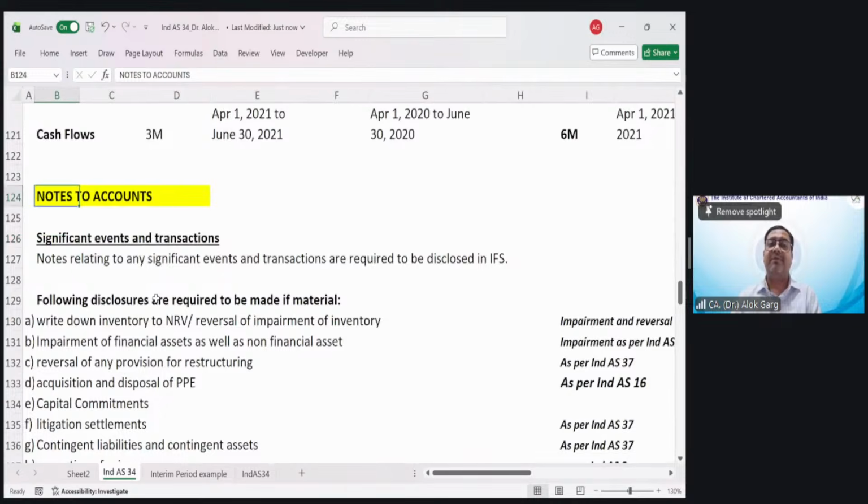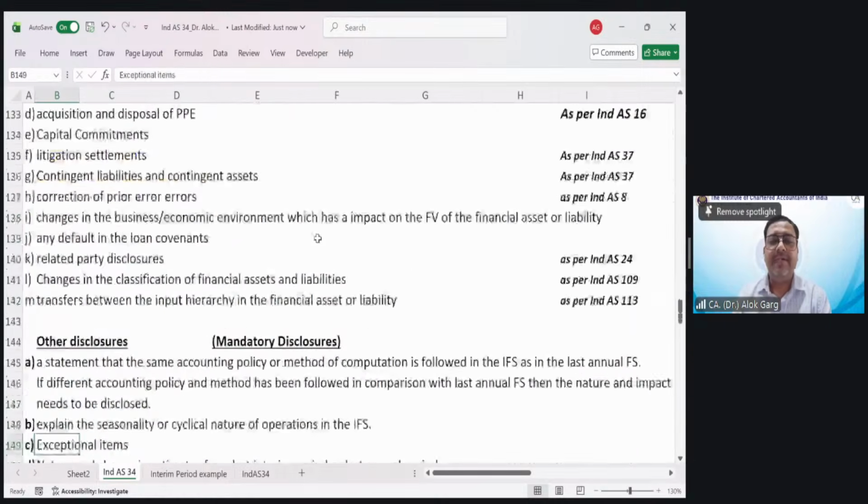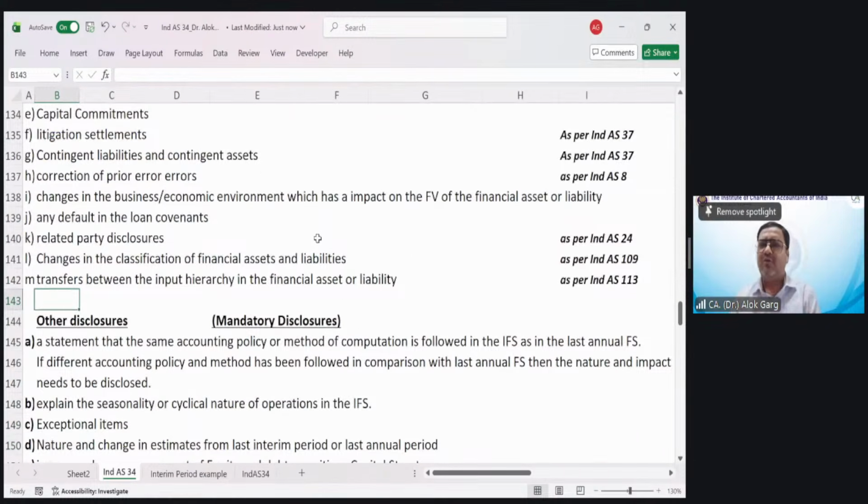Now let's come to the important aspect, notes to accounts. Friends, are we giving full notes to accounts in our condensed financial statement? No, we are not giving full notes in our condensed financial statement. We are only giving significant or limited notes. Friends, what is meant by significant? The notes which are material, material in terms of their size or nature. Okay. So significant means material. Limited means mandatory. Some other notes are also there.